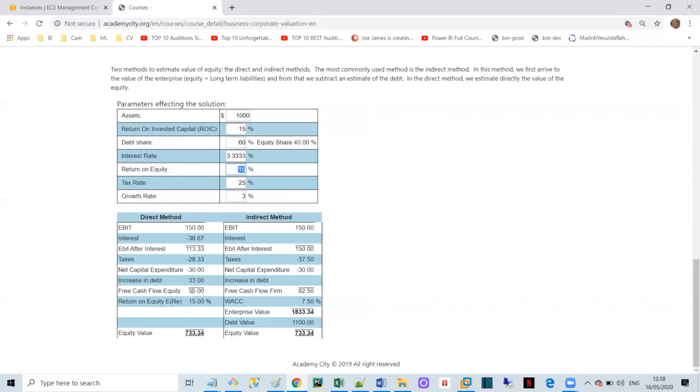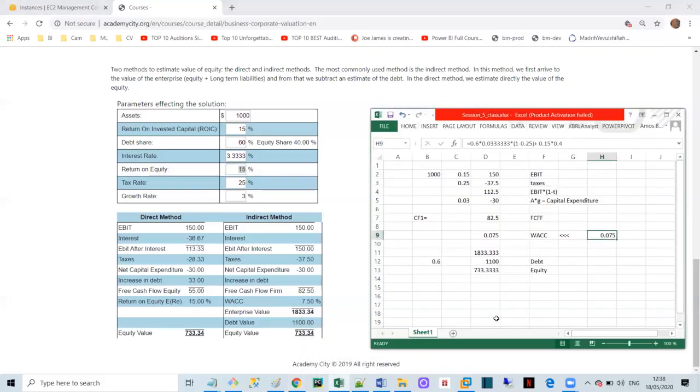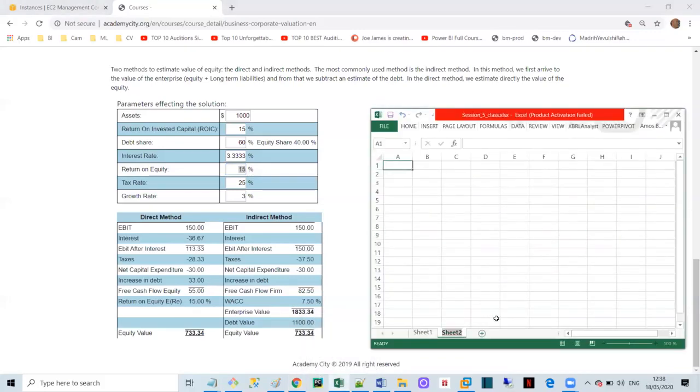So let's start step by step. Step number 1, how do I get 150? Anybody wants to guess? Guys? Assets times ROIC. Exactly. So let's call that equity here.